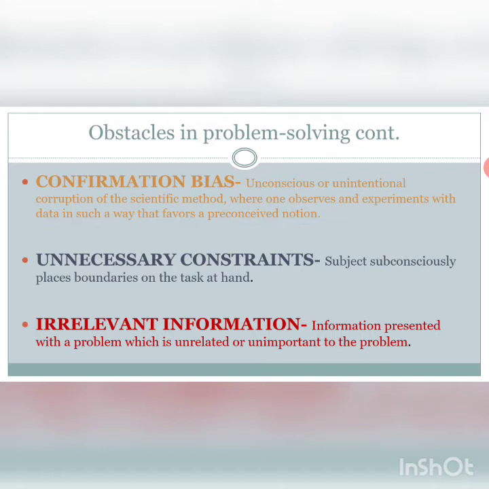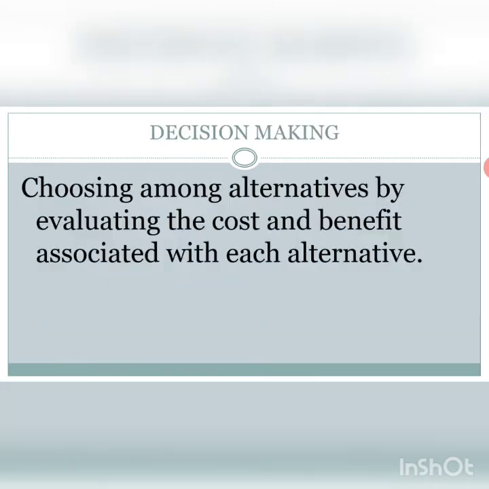So irrelevant information is often put in a problem to check the capability of the candidate. So this is information presented with a problem which is unrelated or unimportant to the problem. Then we have decision making.